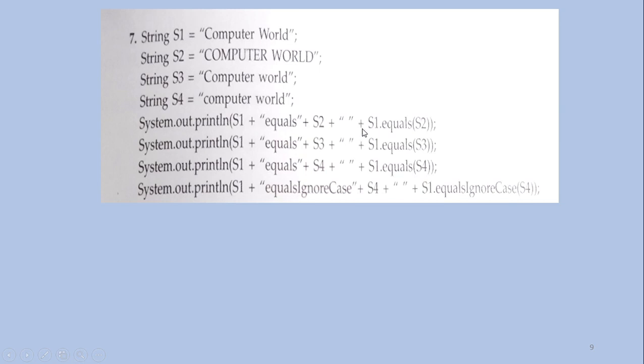And then plus S1 dot equals S2. Is S1 and S2 the same? Words wise they are all same. Meaning wise same, computer world. But their case is different. So equals will look for the case. So what will it return? It will return false. So how will we write the output?